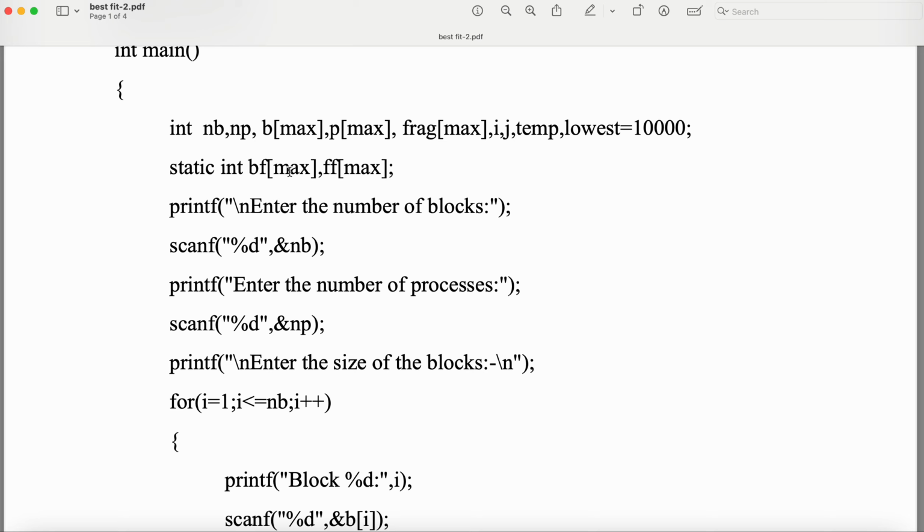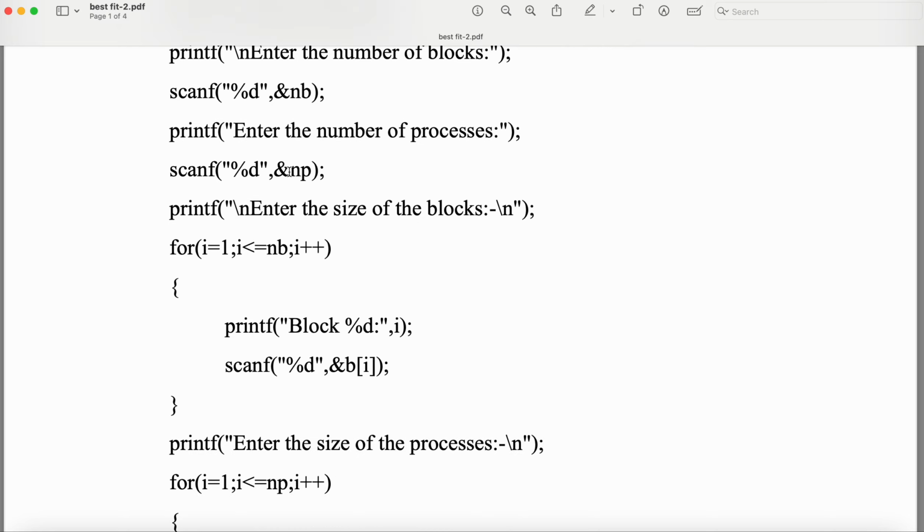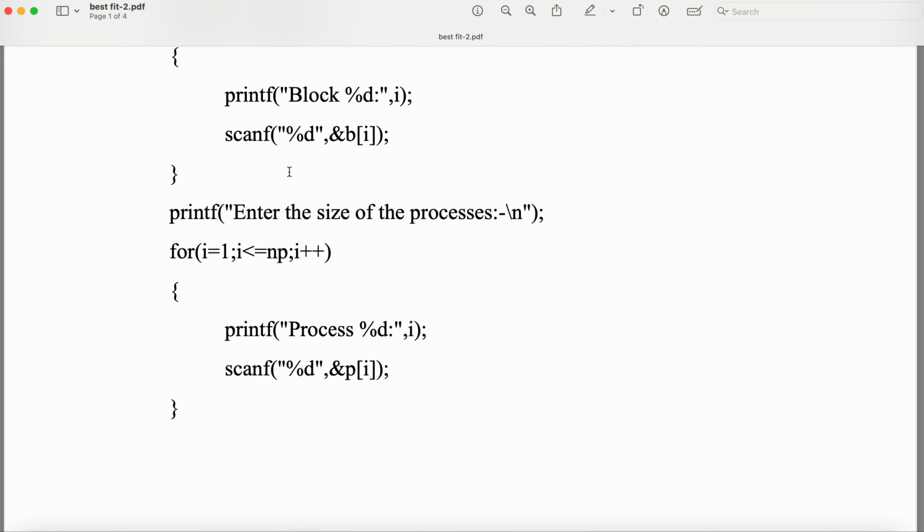Here BF of 0 specifies that that block is free, whereas if that block is occupied, then we will set it to 1. So initially the value is 0, and if the block is occupied, then we will change that value from 0 to 1. That's why we are using static, so the initial values of all the array elements are zeros.